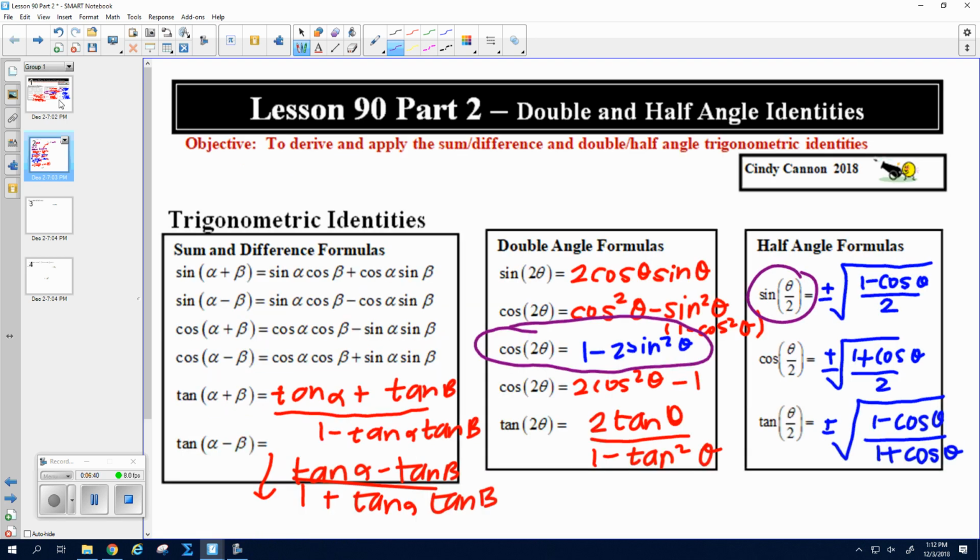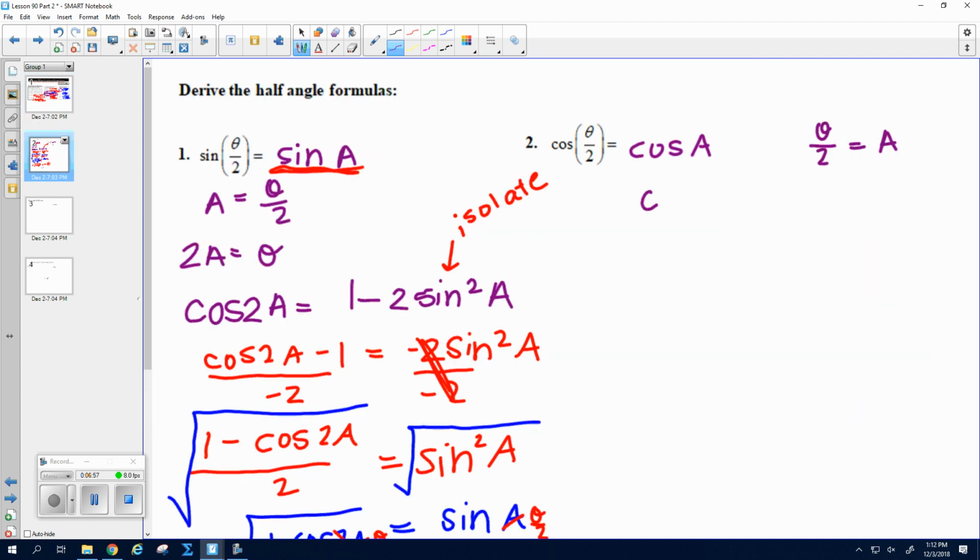So if you look back at your double angle formulas, this one right here is the only one that just has cosine in it. Okay, so I'm going to rewrite that, only instead of theta, I'm going to use 2a. I'm just going to copy the formula down, cosine 2a. So I have cosine 2a equals 2 cosine squared a minus 1.